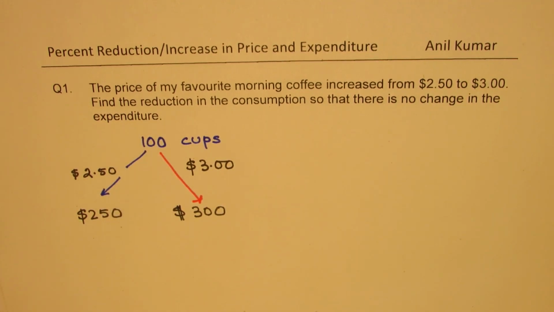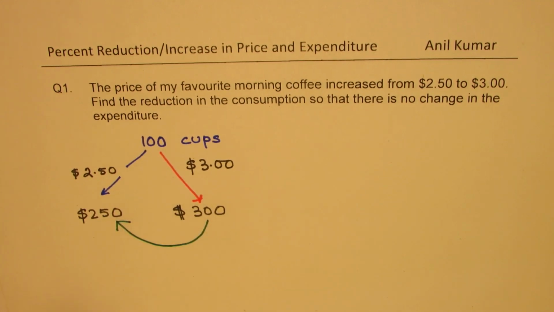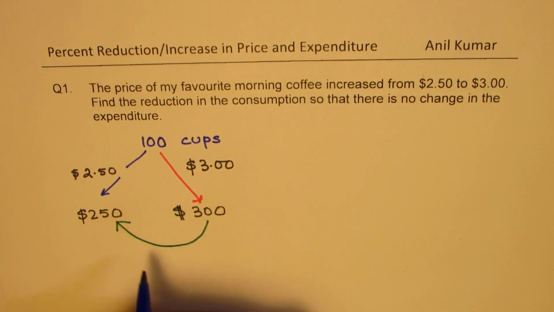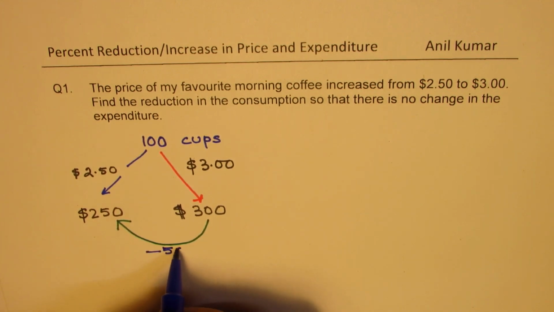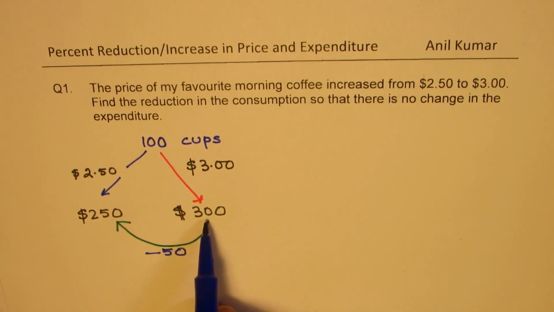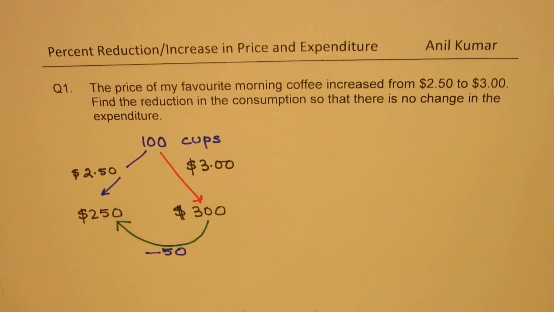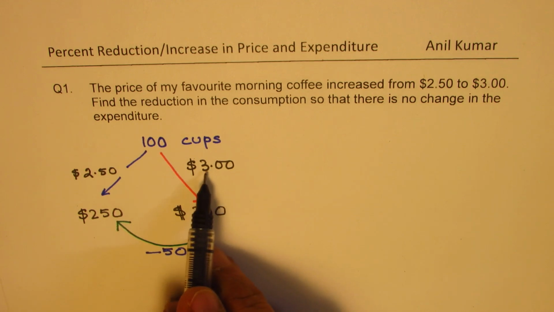But what we want is, we don't want to spend $300, right? We want to spend only $250. That means somehow we have to cut down $50. Does it make sense? We have to cut down $50. Now, cutting down $50 is now based on this price of $3 each, right? So we can look at it in two different ways, right? Either we can see how many cups of coffee are we cutting down so that we save this $50. Well, each is $3, right?